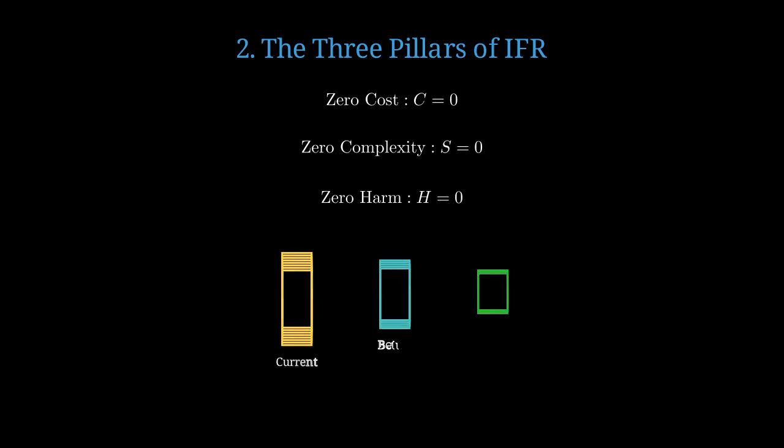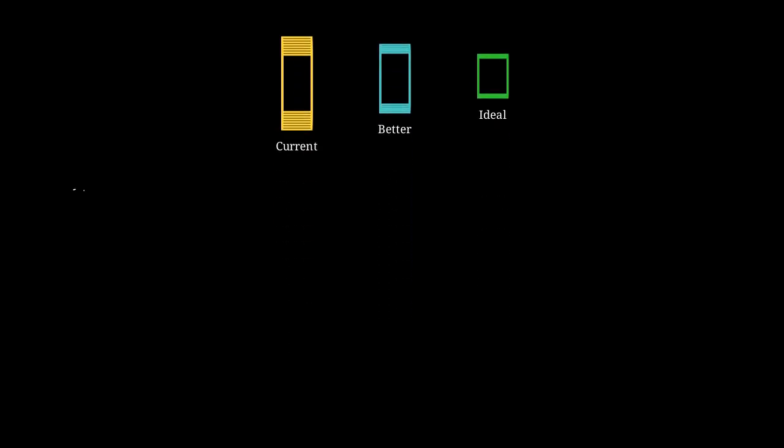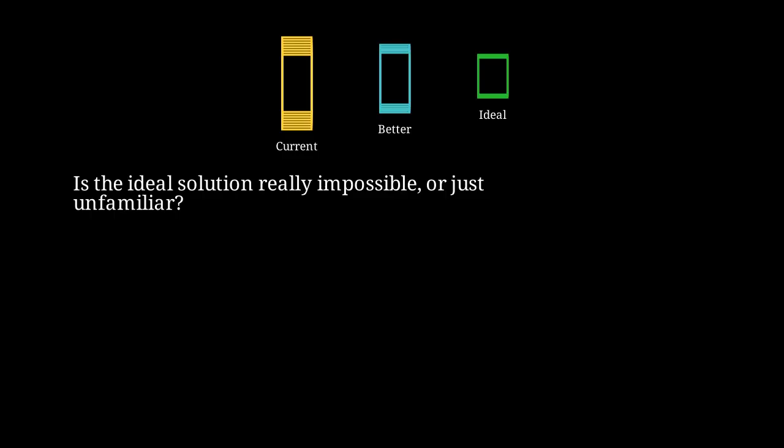This progression shows complexity reduction from current systems with many components to better systems with fewer components to the ideal with minimal or no components. This raises a crucial question. Is the ideal solution really impossible, or is it just unfamiliar? Often what seems impossible is merely unprecedented.